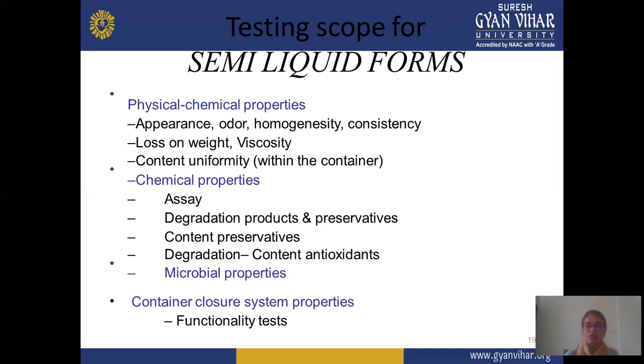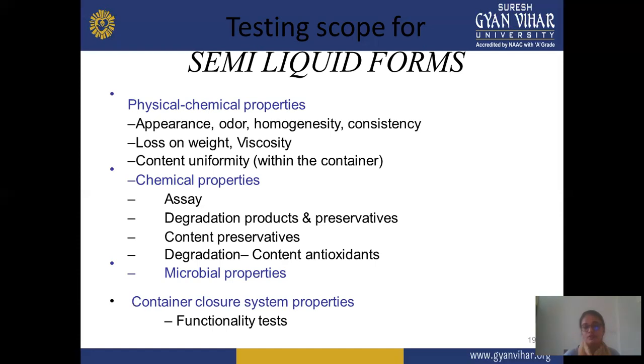Next is chemical property. In chemical property assay, you assure that the added amount of drug is present in your formulation. Next is degradation product and preservatives. In this one, you assure that the preservative does not degrade your formulation, or select a proper preservative if needed.